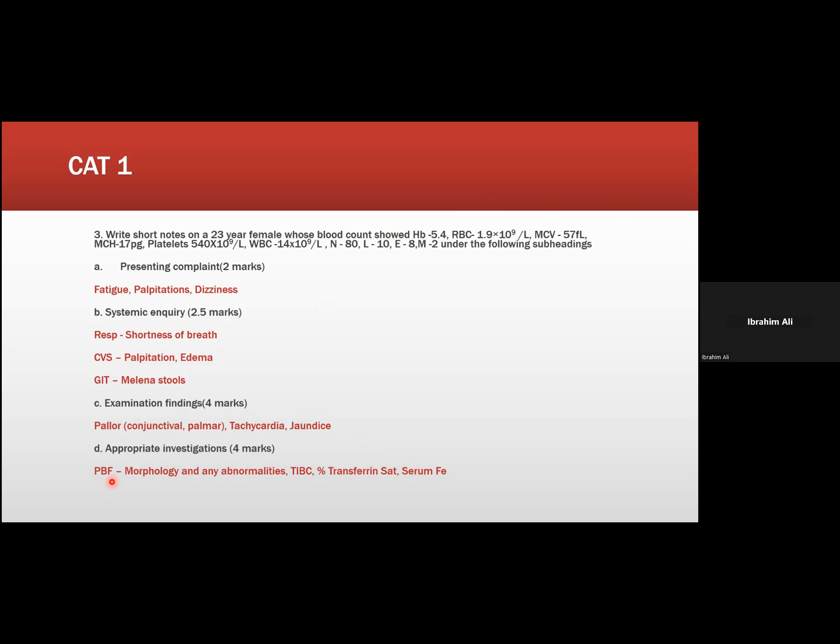So now you can leave the complete blood count, and now we can talk of PBF, bone marrow, and the others. In PBF, you'll have morphological changes and any abnormalities.